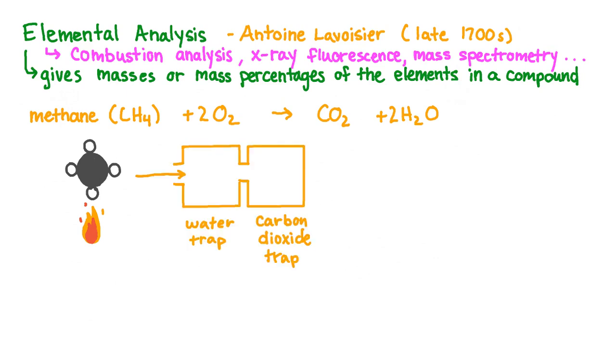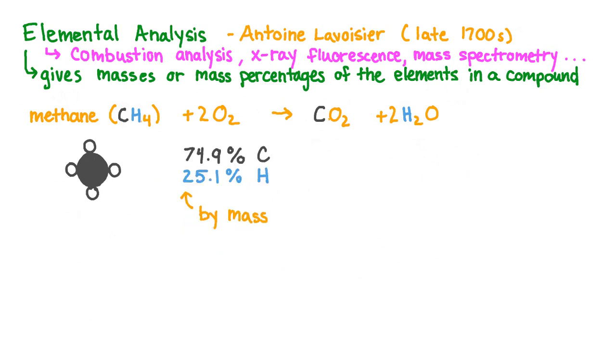We could then use special chambers to trap the carbon dioxide and water vapor that was produced as a result of this reaction. We could also have other chambers to trap other elements if our sample contained more than just carbon and hydrogen. Since all of the carbon in the carbon dioxide came from methane, as well as all the hydrogen in the water, we can determine the amount of carbon and hydrogen that was originally in our methane sample. If we actually did elemental analysis on methane, we determined that it was 74.9% carbon and 25.1% hydrogen by mass.